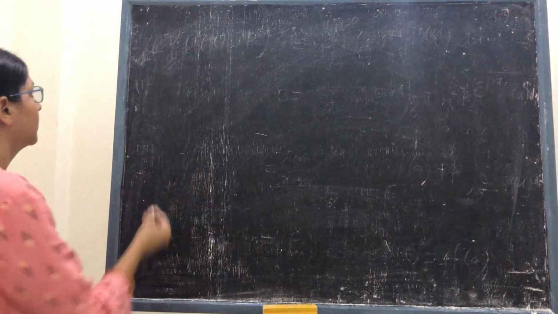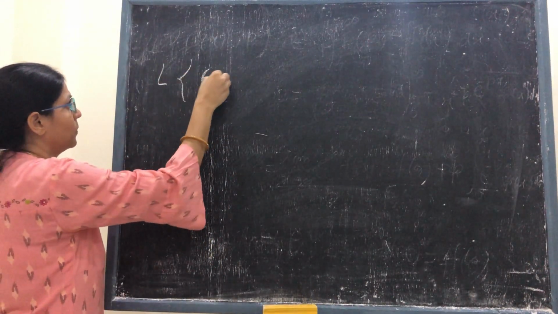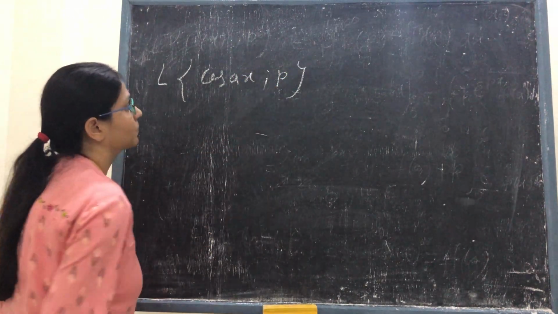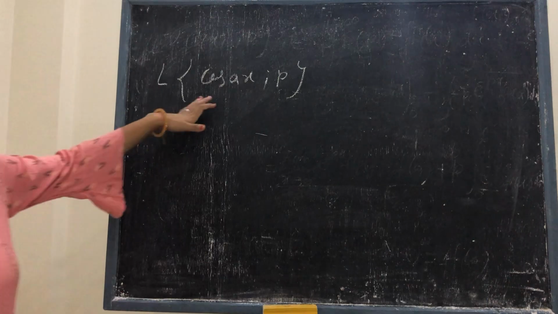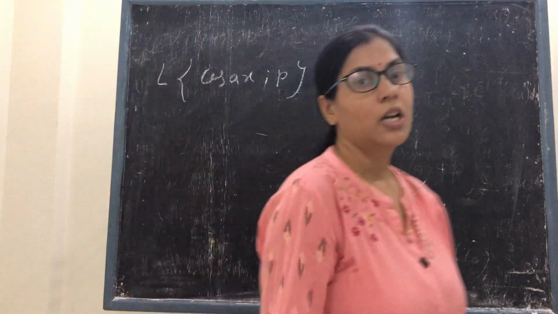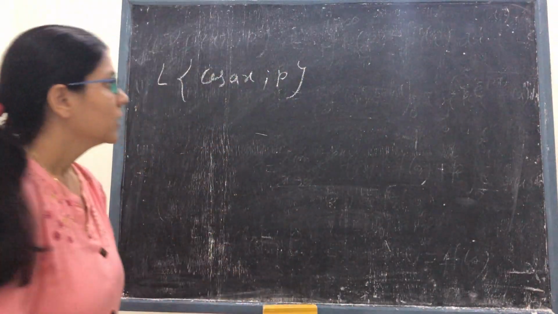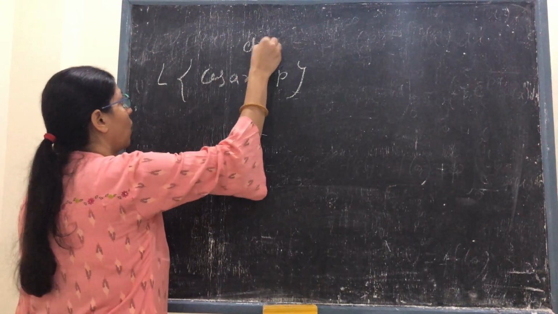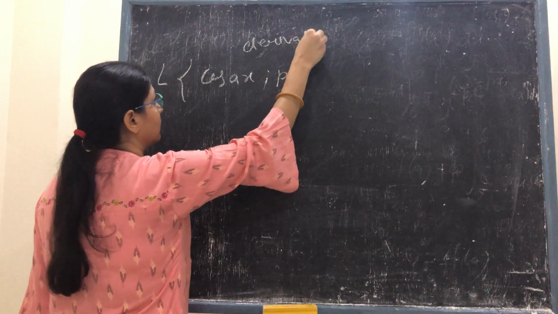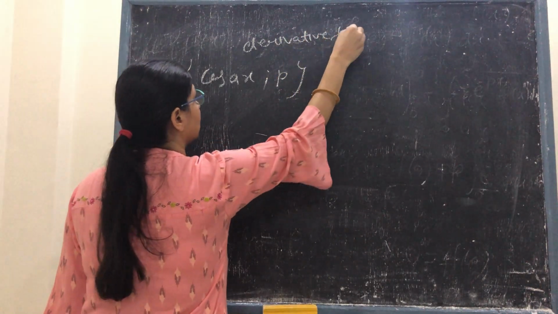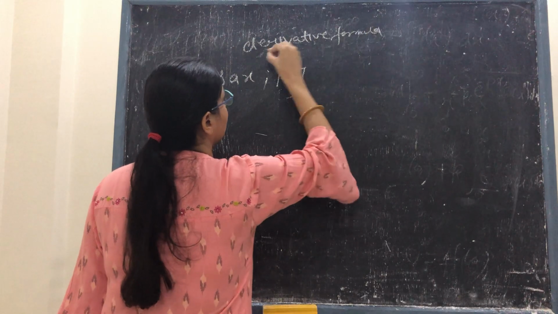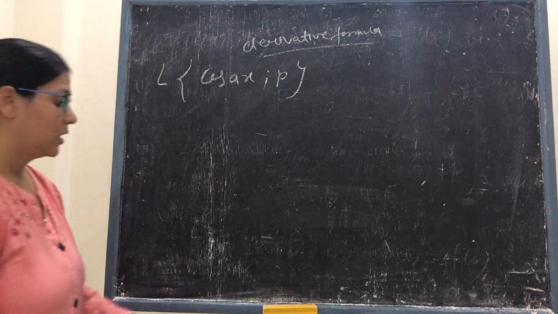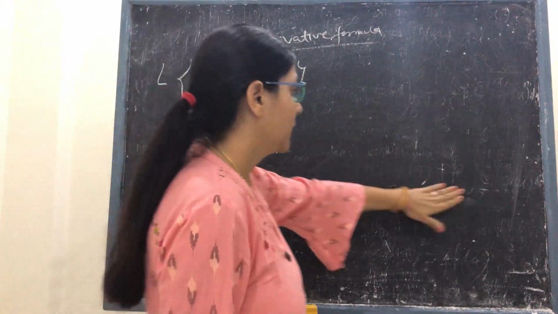Now let's take an example. Find the Laplace transformation of cos of ax. Simply we know that the Laplace transformation of cos function is what? p over p square plus a square. Now we have to find it by using the derivative formula. We have to solve it using the derivative formula. उससे पहले हम एक चीज और करते हैं.